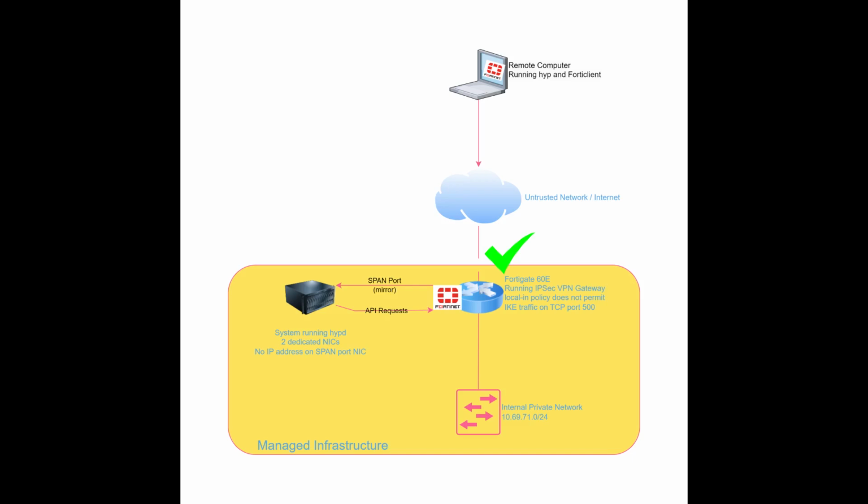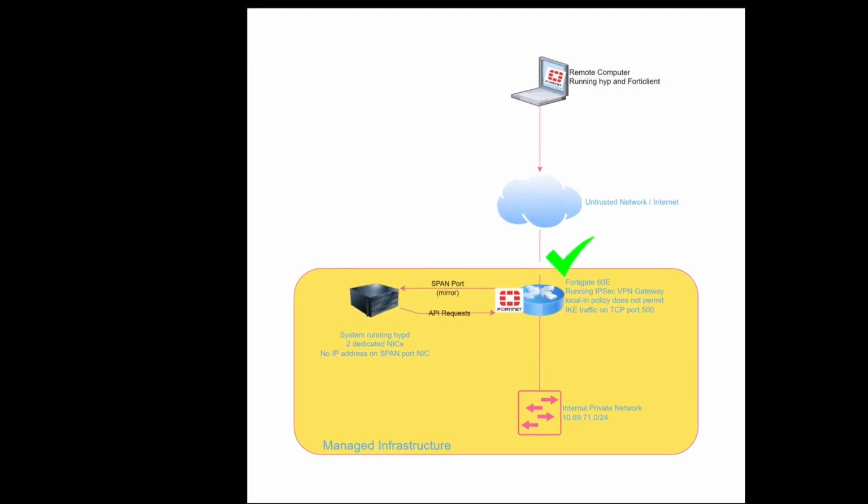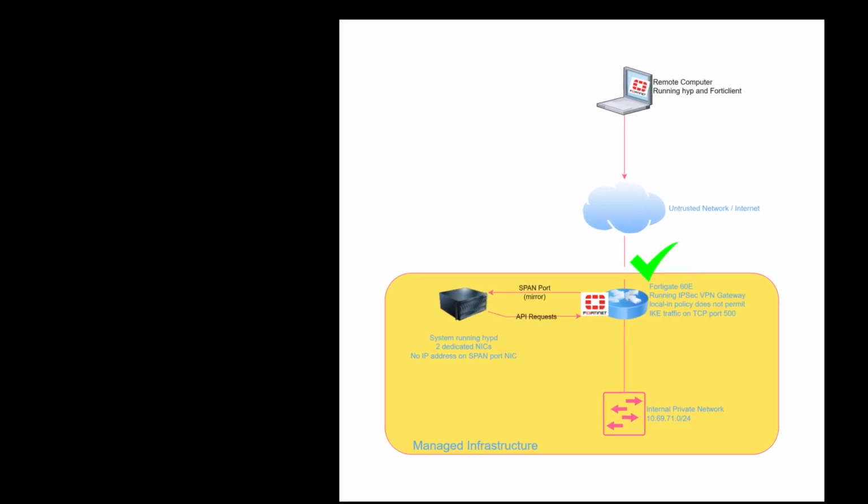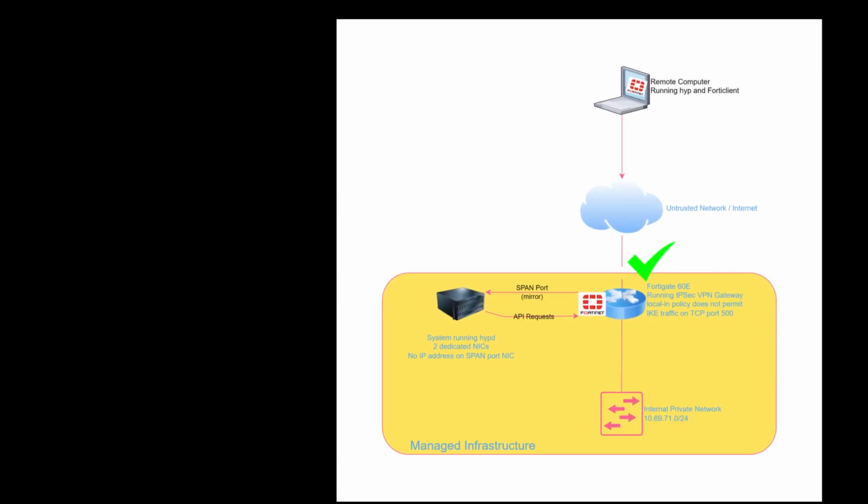I recommend you have 2 dedicated NICs on the machine running HIP-D, so that you can leave the interface connected to the span port up, but with no IP address assigned to it. It's just observing traffic. And the other NIC that's connected to the control network does need an IP address so it can communicate with the FortiGate through the API. But this is on the internal side. You can pretty much use this type of configuration for any black box enterprise firewall system. But anyways, let me show you a live demonstration of this.